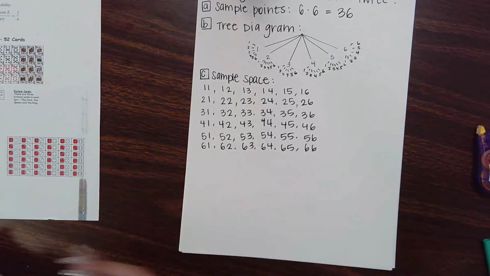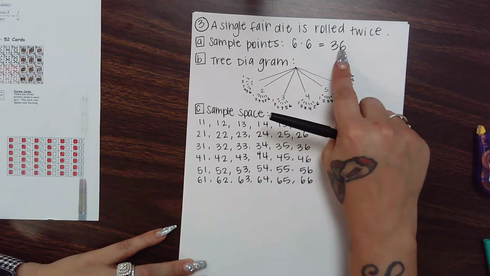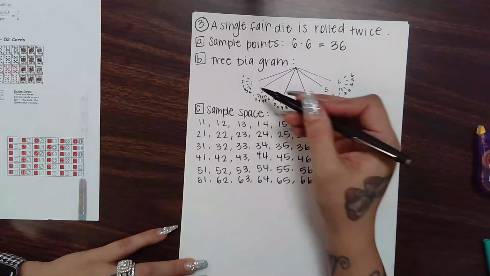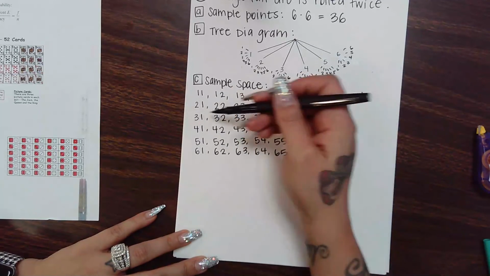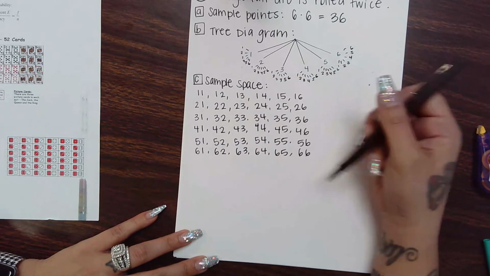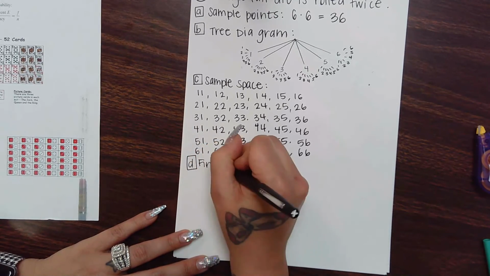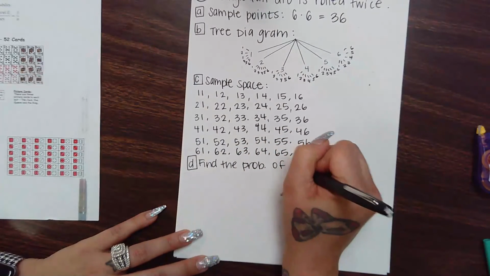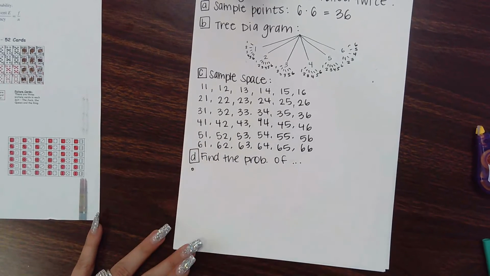So this is the total number of sample points, which makes up the total number of outcomes, which is evident by the tree diagram, because if I went through and counted all of these, I would get 36 total. Sample space is just a list of every single outcome. And then for D, we're going to find the probability of, we're just going to dot it. And then we're just going to have 1, 2, 3, 4 different ones. I kind of just did little bullets.